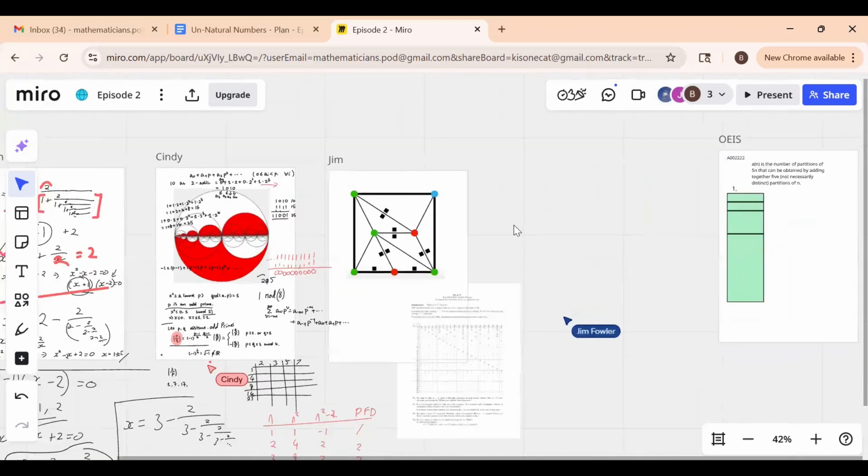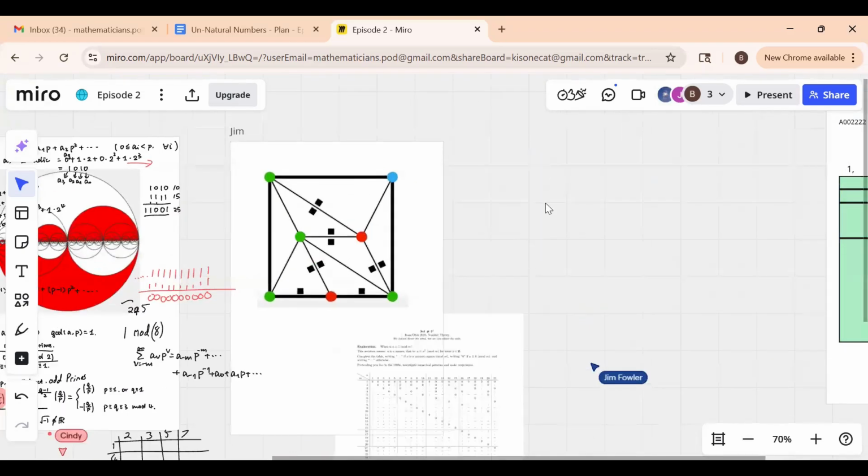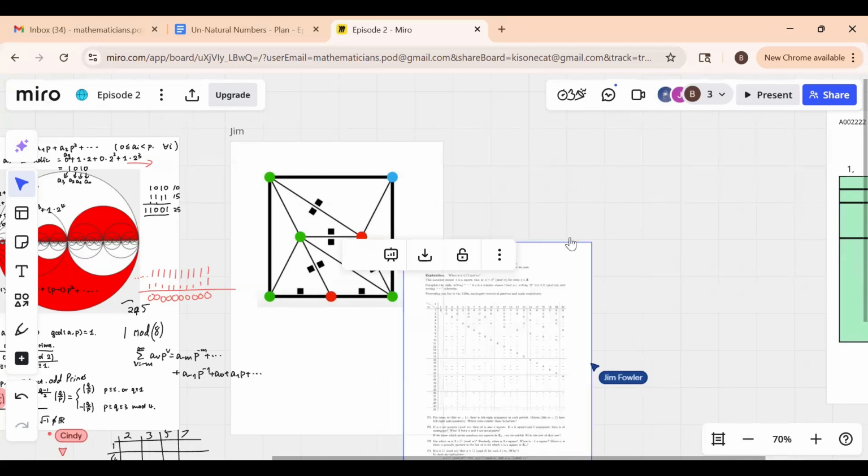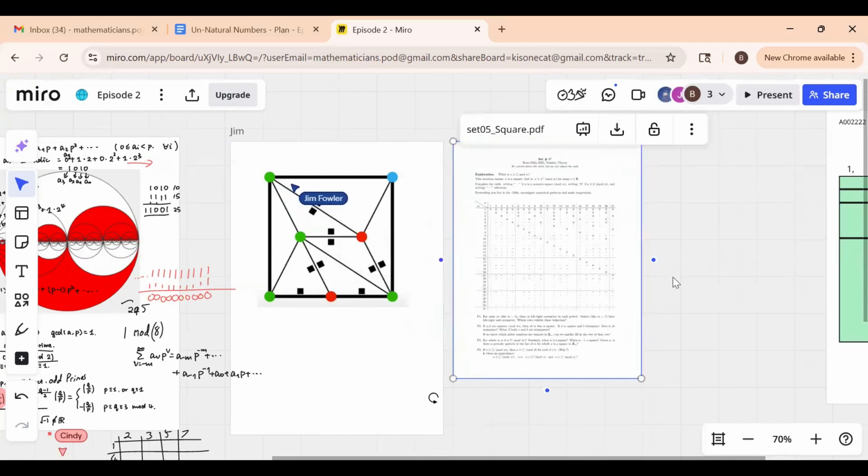Jim, I can see you've been busy and have put some things onto your space. Can I move this over here so you can see it a bit better? Yeah, you can move that over there.